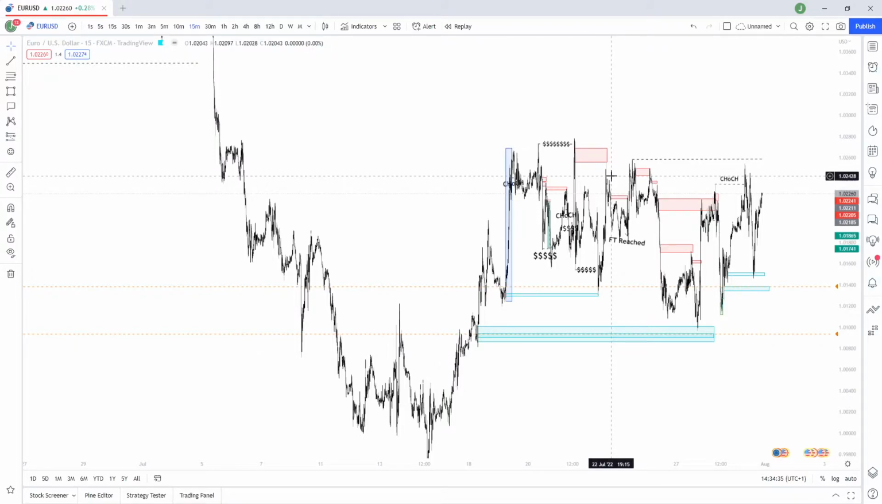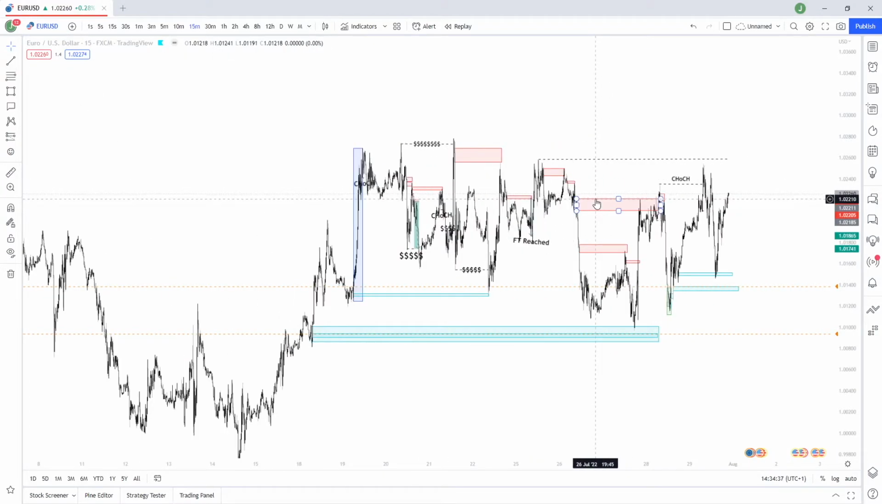So anyone coming from the VIP chat probably has a very good understanding already of exactly what I'm looking for inside of this region, what my bias is, so on and so forth. So obviously we were range bound for some time, and we were seeing some major demand zone reactions.